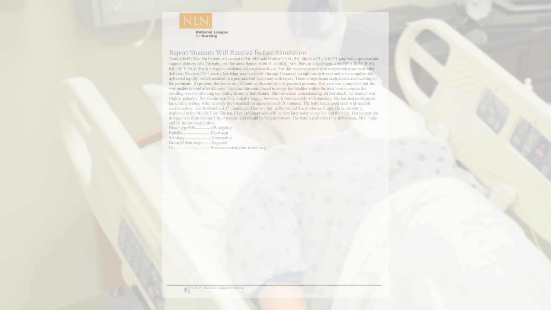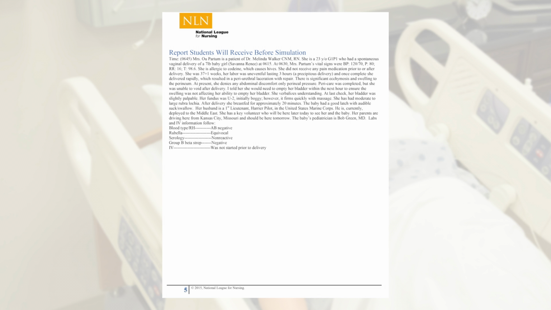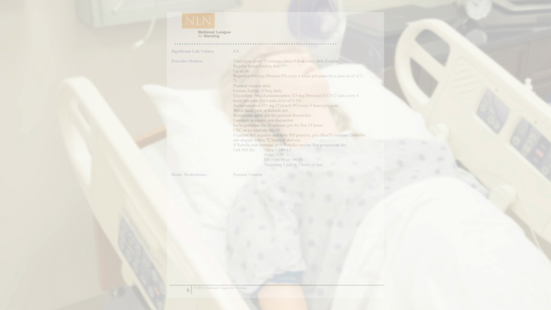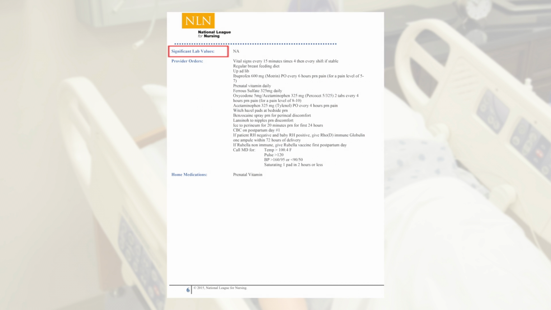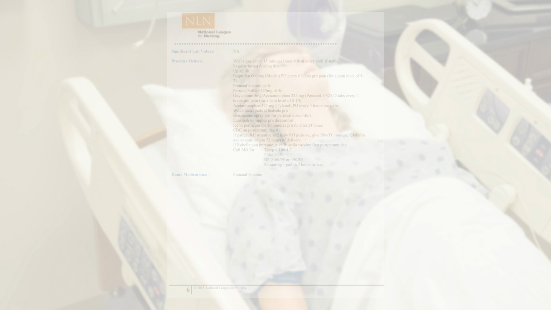Page 5 is a full report for the instructor to give the students before the first scenario begins. Page 6 allows us to give any lab values that might be used, the provider orders that will be in the chart, and any home medications the patient might have been on before admitted to the hospital.